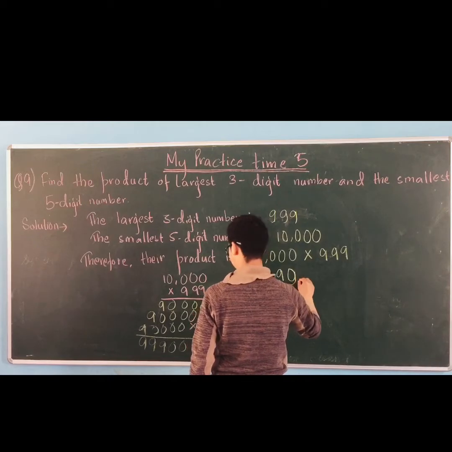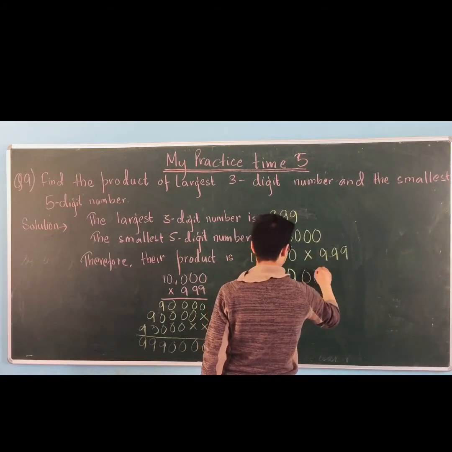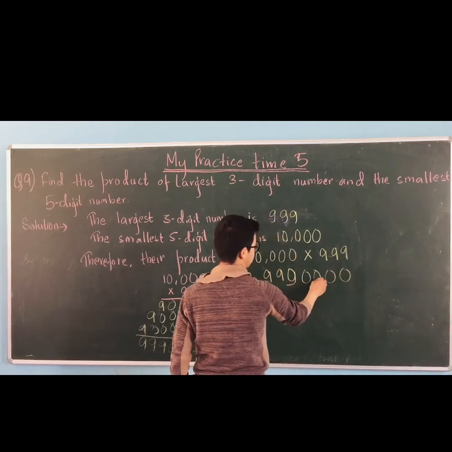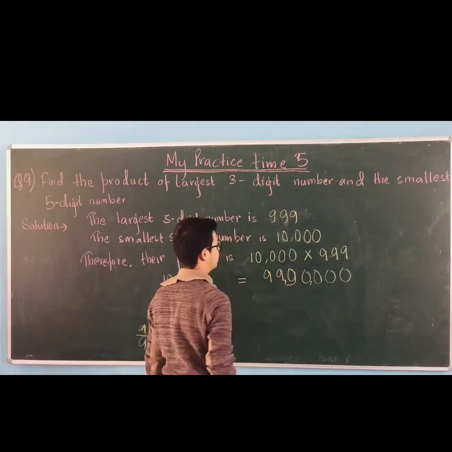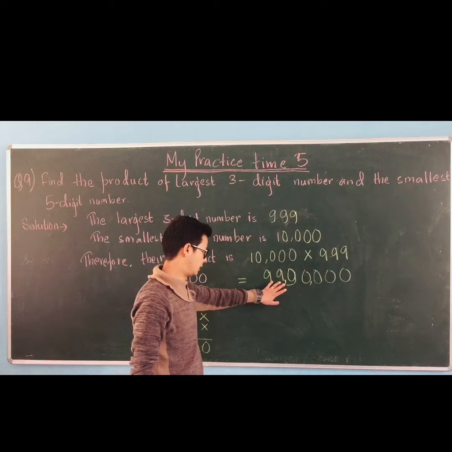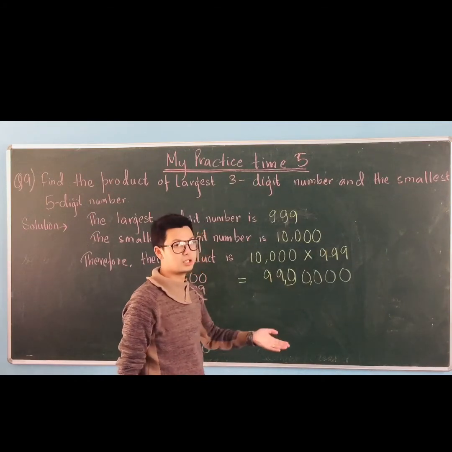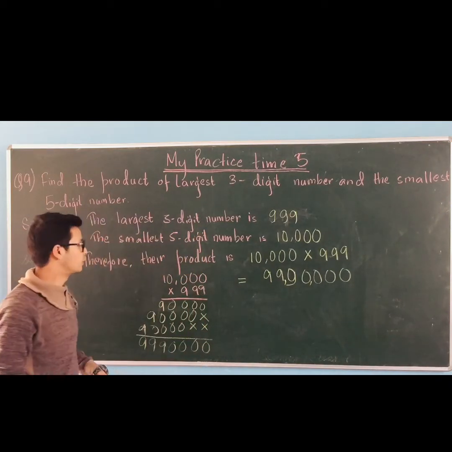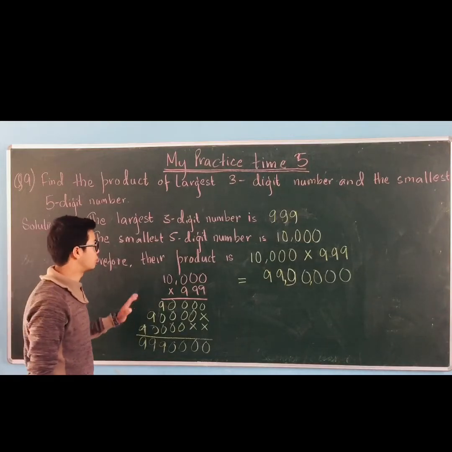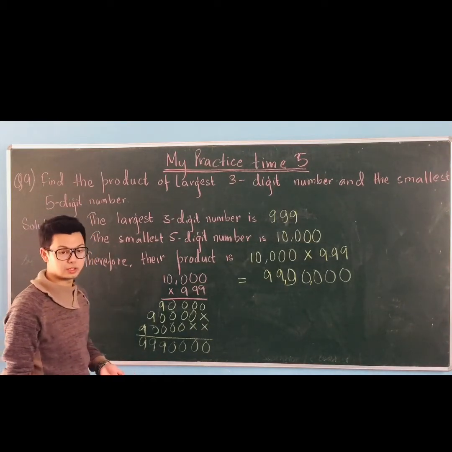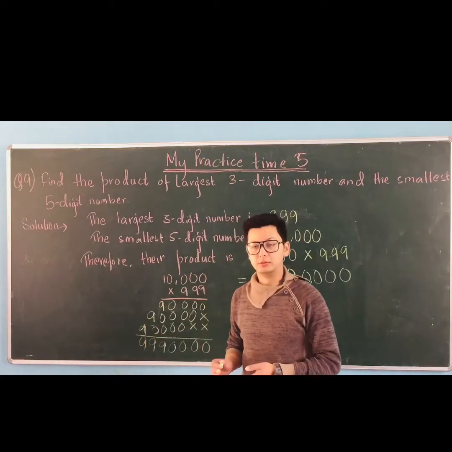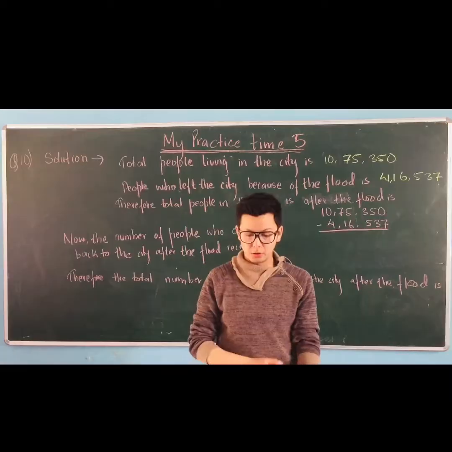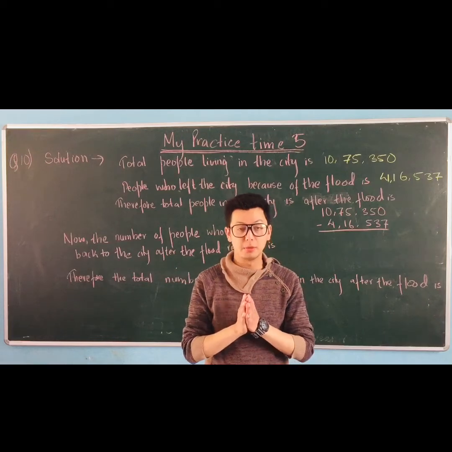999 followed by 0, 0, 0, 0. So 1 tens, 100, comma, 1000, 10,000, comma, lakh, 10 lakh. If you put commas, it is well and good. So you can do it in this way: put it in a copy, you just copy this, or you can do it by yourself. Okay, I hope you understood question number 9, right?